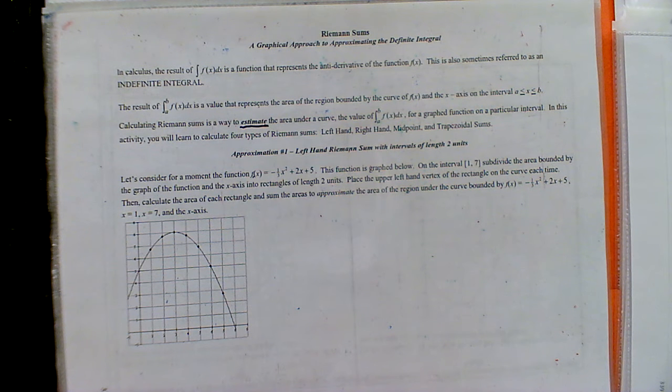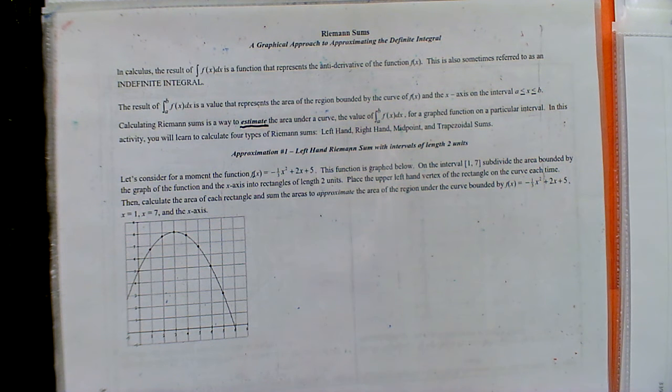So approximation number 1, left-hand Riemann sum with intervals of length 2 units. Looking at the picture down here, what we're trying to do, an integral, is finding the area underneath this curve that's bounded by the x-axis. So everything from the x-axis to the curve. That's what we're trying to do, find the area underneath.